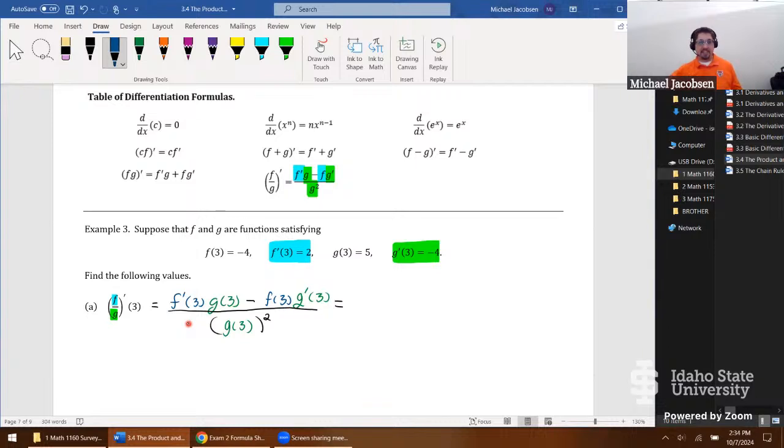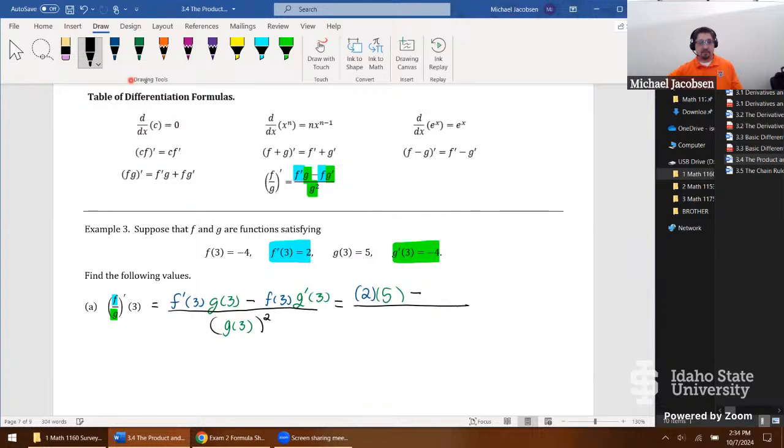Okay, pulling these in, we have for f prime at 3, that one was just a 2. Let me put in the fraction bar first. So here's 2 in place of f prime at 3. Next, for g at 3, that one is just an ordinary function evaluation. So we grab this value here. G of 3 is 5.